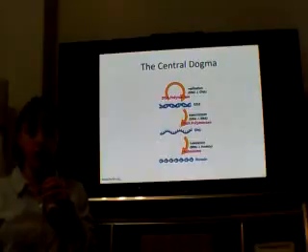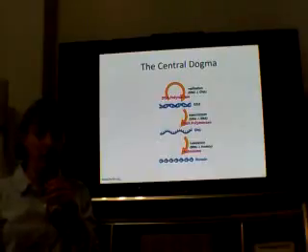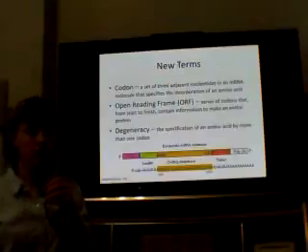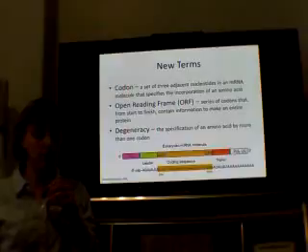So today we're just going to be talking about the genetic code. This is the code that tells the cell what kind of protein to make from the segment of DNA. So let's start off with a few terms that you may not have heard before.